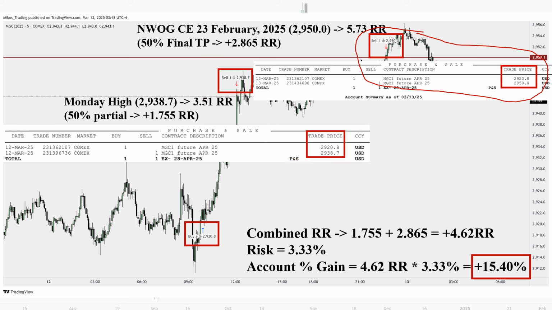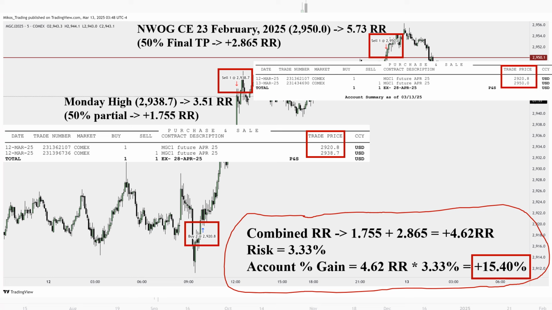And I took my final take profit at 2,950, which is the consequent encroachment of the new week opening gap, located just below the daily bearish order block. As you can see, this gave me a combined risk-to-reward ratio of 4.62. My risk per trade is typically around 3%, but this time it was 3.33%, which resulted in a 15.40% gain on the account.